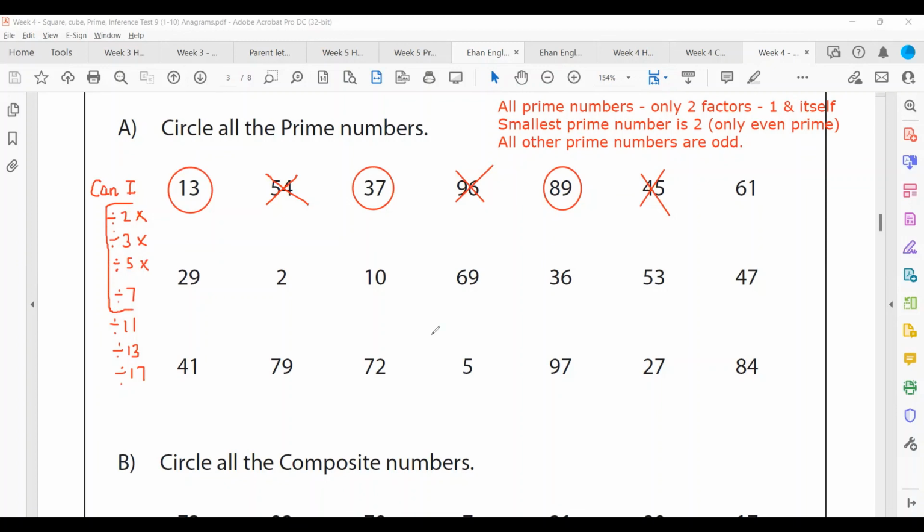Now, a composite number is what we call a number that isn't prime. So any number that isn't prime is called a composite number. So for example, 10 would be a composite number, 36 would, 69 would. All of these numbers here would be composite because they are not prime.